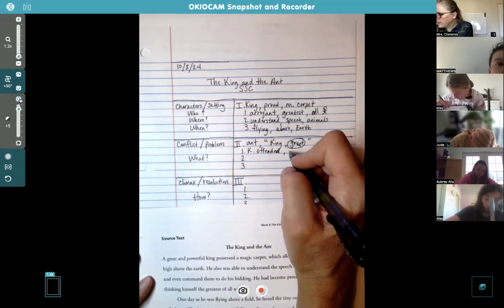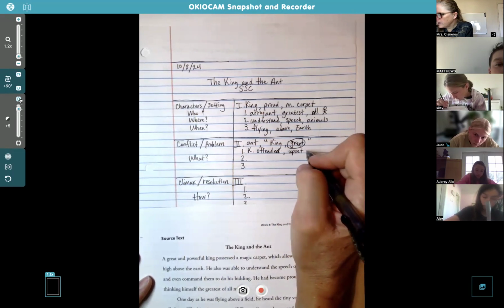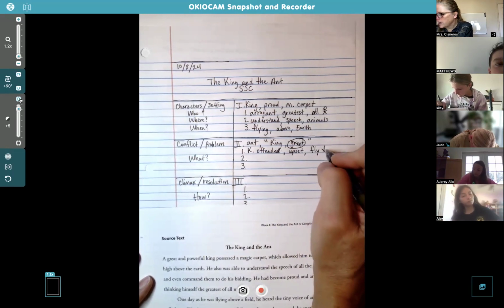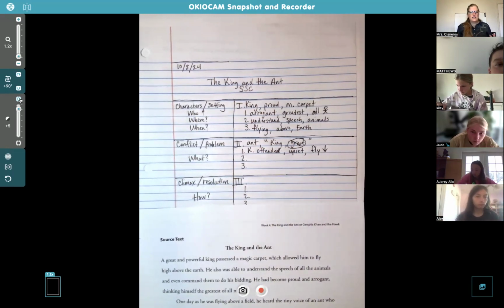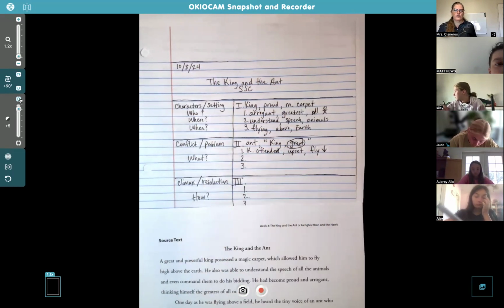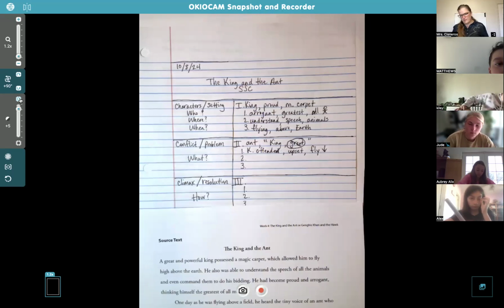and upset. And you guys can put different words if you want, but and then he flies down. I'm just going to put a down arrow, but you're getting the idea. We're basically telling the whole plot of the story in order of what's going on, and we're also being mindful of what these different categories are. So we're kind of coming into the problem now. The problem is the king is offended by this ant. So now we're talking about what they said and what happened.